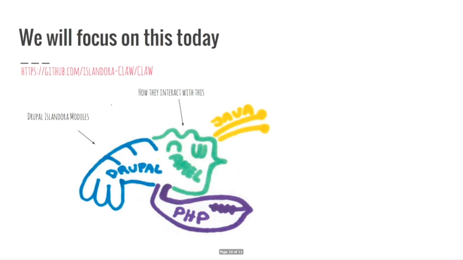So what will we be doing today? We'll focus on the Drupal Islandora modules and how they interact with this. This is our last, very detailed schematic. Basically, we will look at the source code of the Drupal Islandora modules, and we'll see how this interacts with Camel in real time.